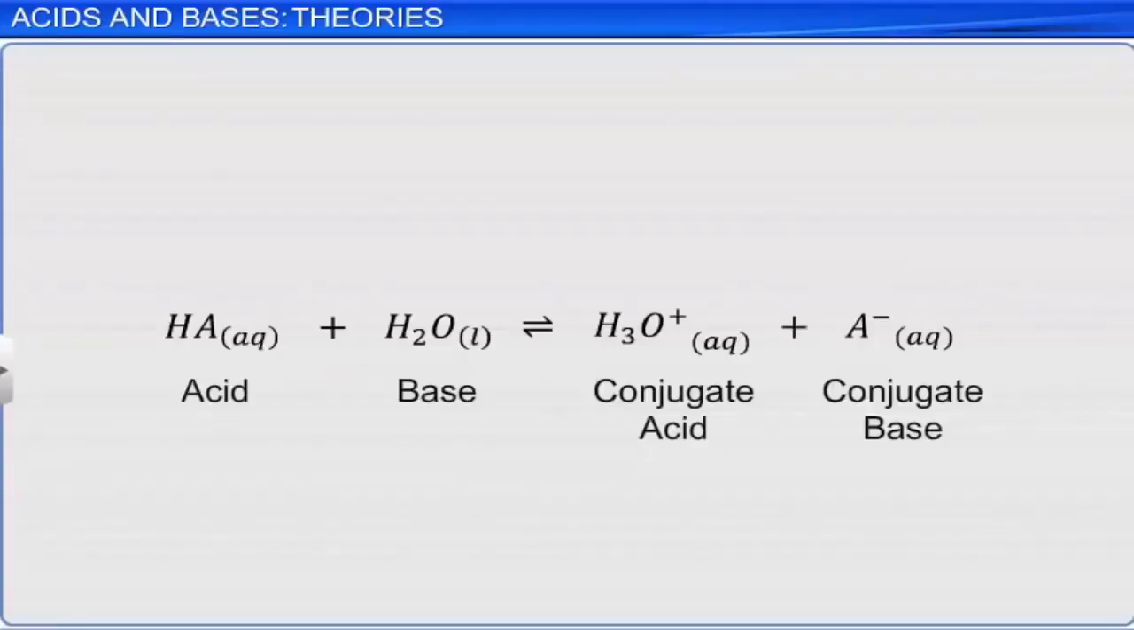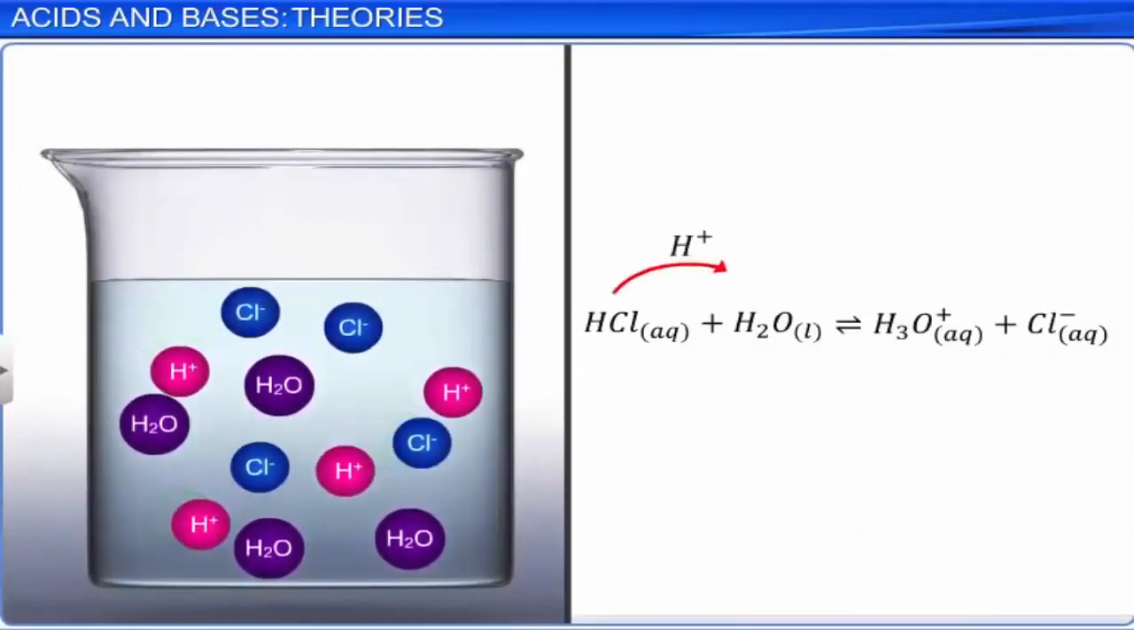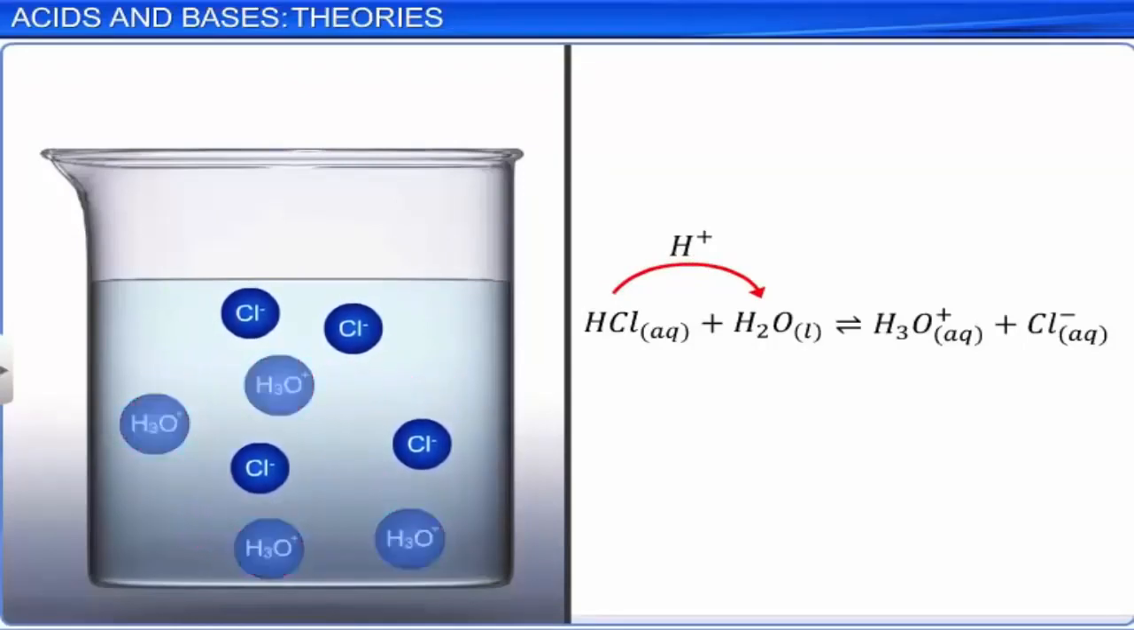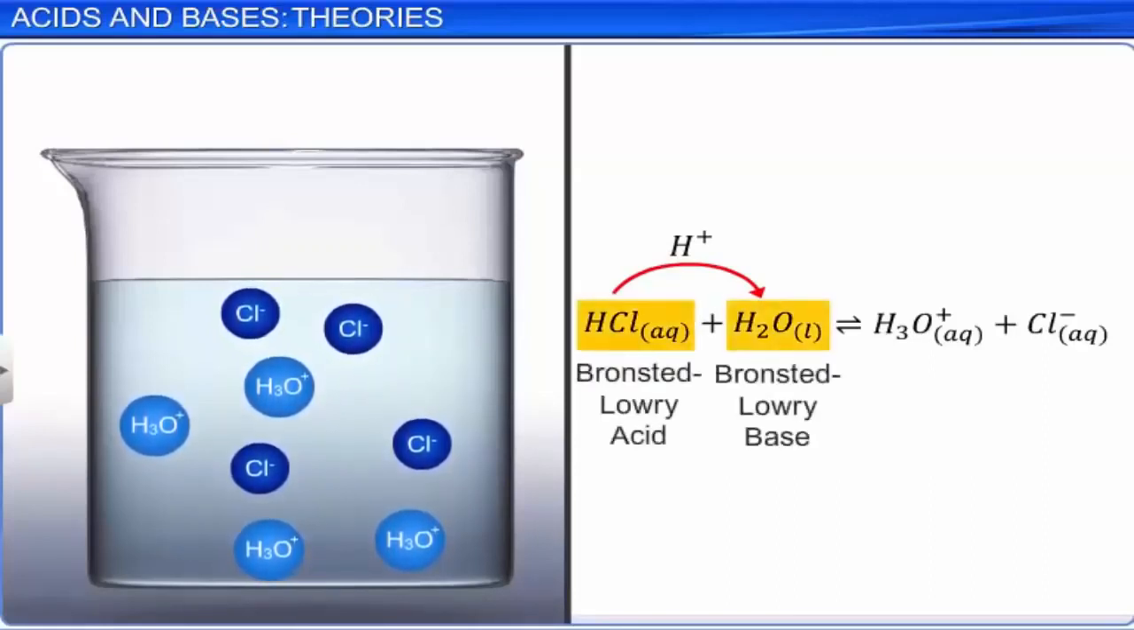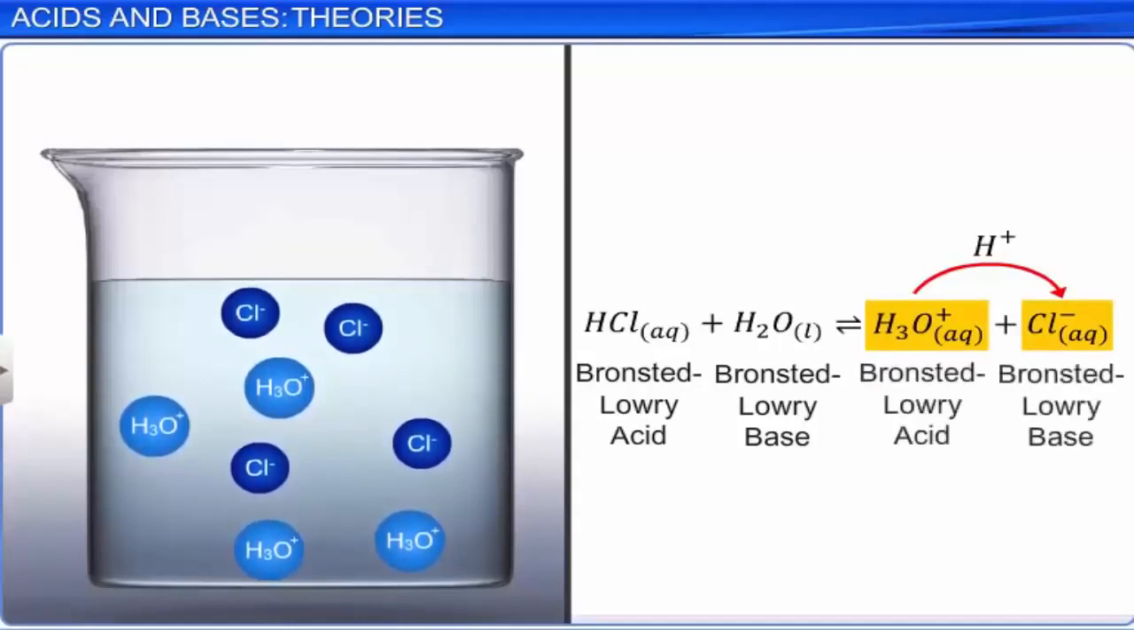In the generic example that we saw just now, H3O+ is the conjugate acid of the base H2O, and A- is the conjugate base of the acid HA. Now, in the ionization of HCl in water, HCl acts as a proton donor and water acts as a proton acceptor. Hence, HCl and water are called Bronsted-Lowry acid and base, respectively. As you can see, in the reverse reaction, the H3O+ ion acts as a proton donor and the chloride ion acts as a proton acceptor. Thus, the H3O+ and Cl- ions act as Bronsted-Lowry acid and base, respectively.